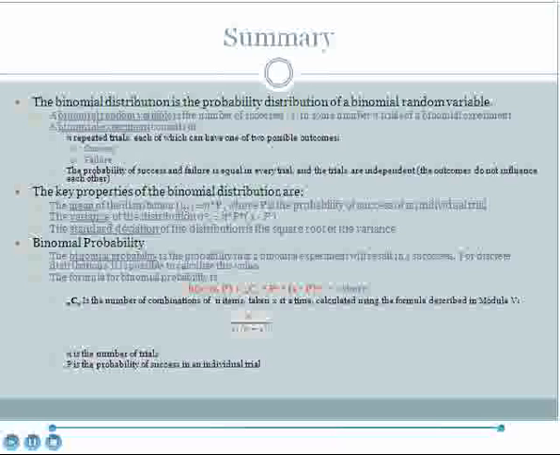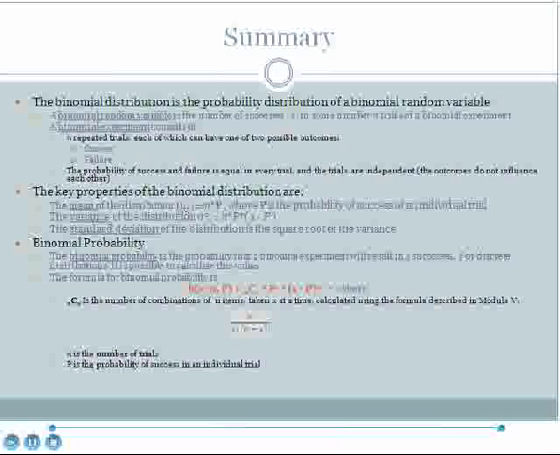Let's summarize. Today we've learned the binomial distribution is the probability distribution of a binomial random variable. The random variable is the number of successes, x, in some number of n trials of a binomial experiment, which consists of n repeated trials having one of two possible outcomes, success or failure, and an equal probability of success or failure in every trial.